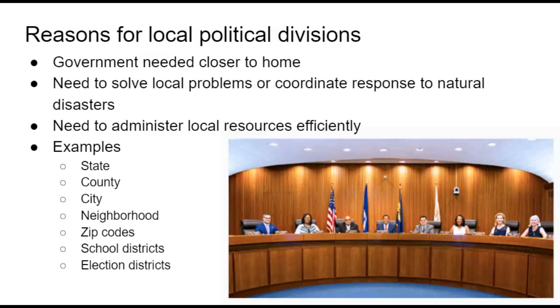Within those states in the United States, like we learned last year in Virginia, there are counties, there are cities. Within cities and towns, there are neighborhoods. Zip codes are used by the United States Postal Service to divide up the land for easy mail distribution, so that mail can be distributed efficiently. School districts help maintain schools and serve the needs of the students and parents in that population. And then election districts are ways that states are also divided.